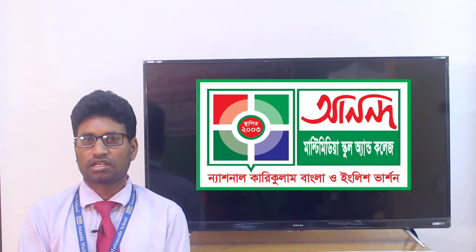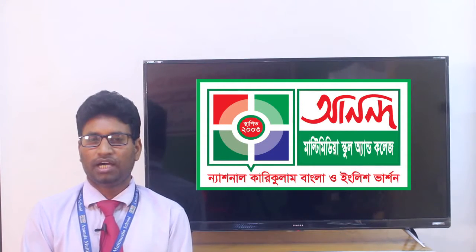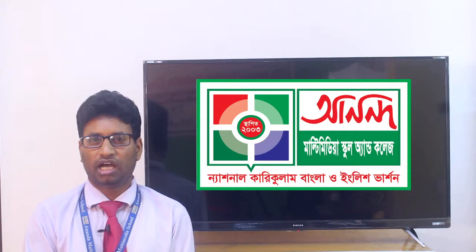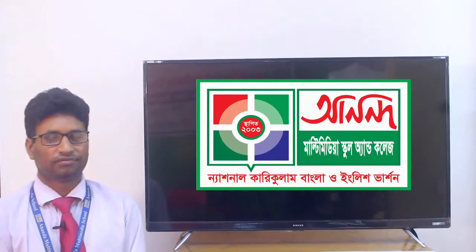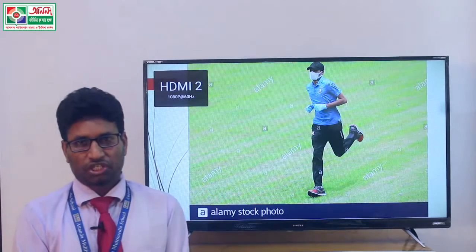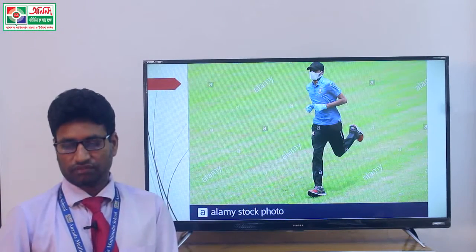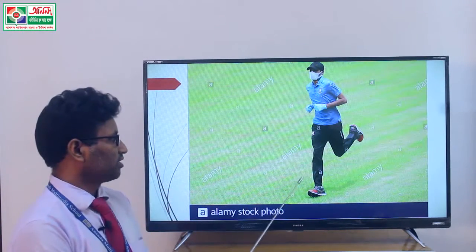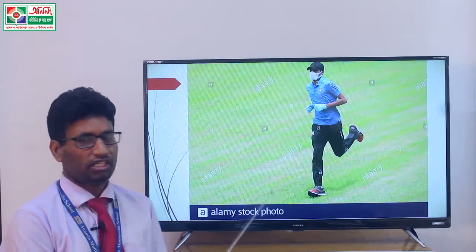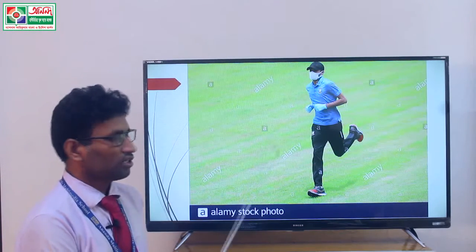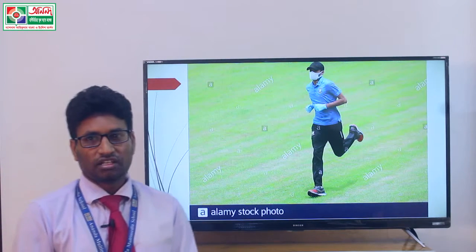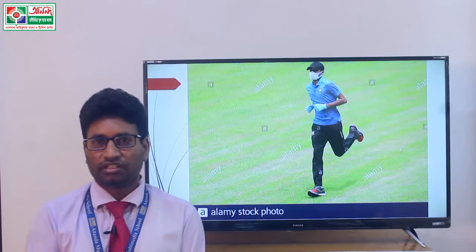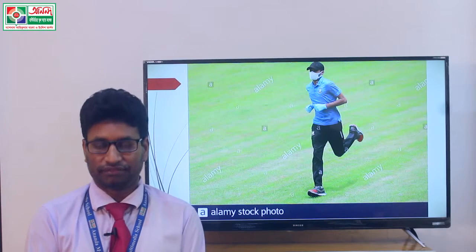Today I will discuss BMR and BMI, which are included in chapter 5. Let's start our lesson now. A picture is shown on this screen. A man is running in the field. That means it's one kind of exercise. This exercise is closely related to BMR and BMI.